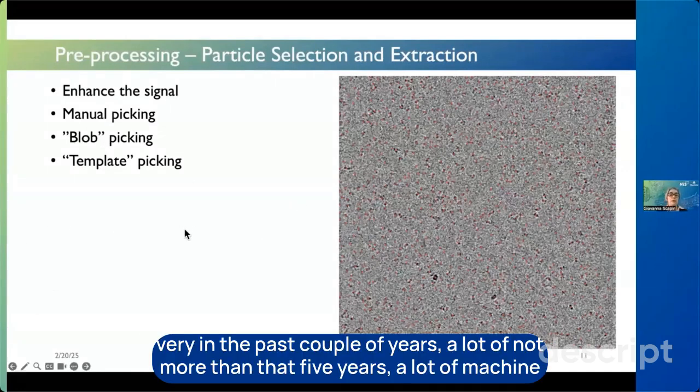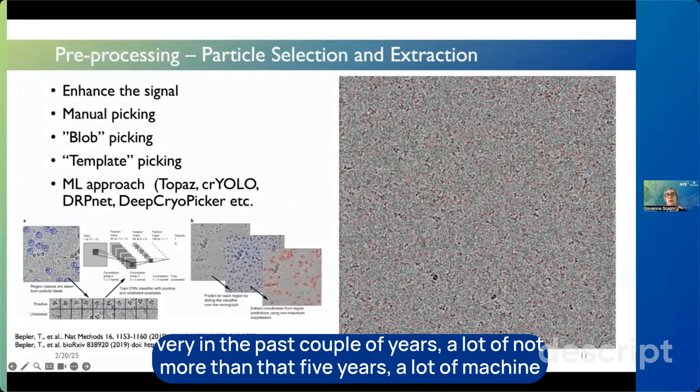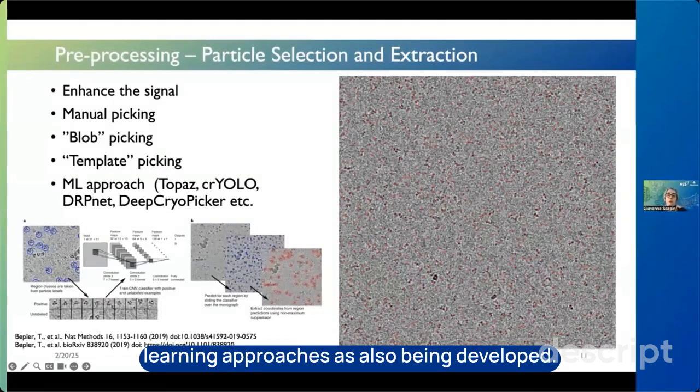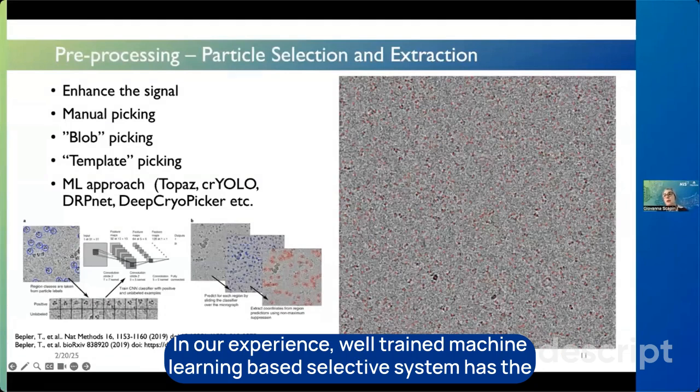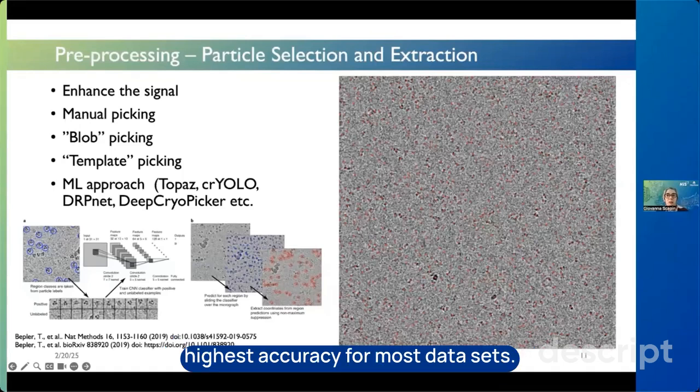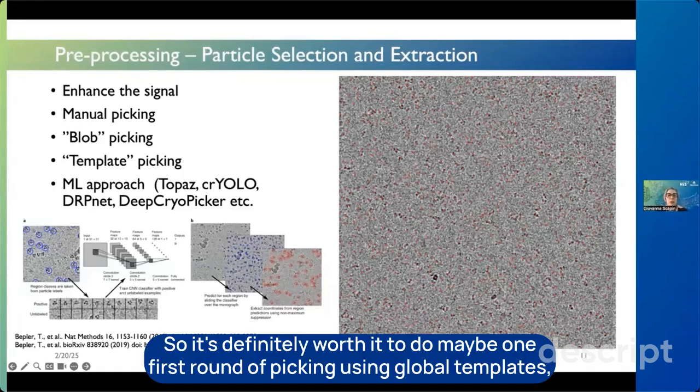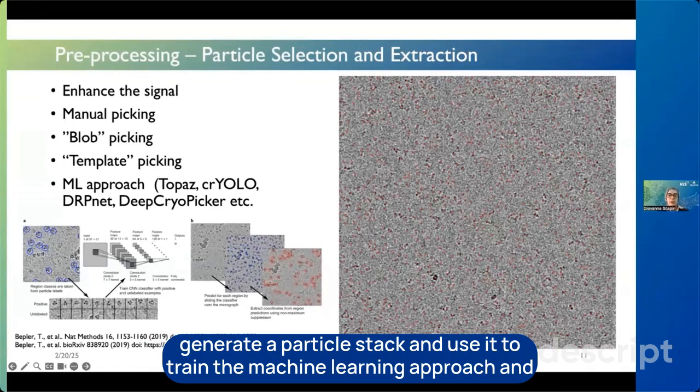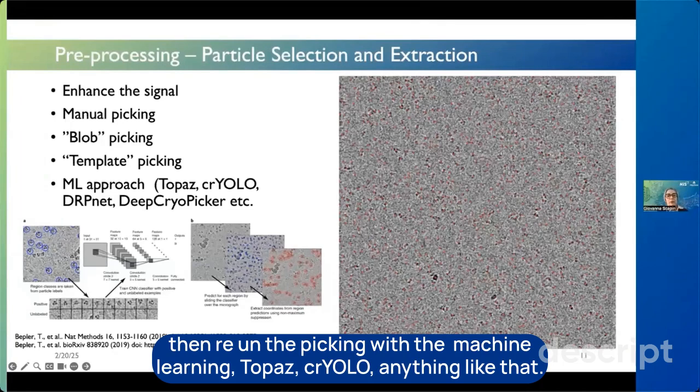In the past couple of years, no more than 5 years, a lot of machine learning approaches have also been developed. In our experience, a well-trained machine learning-based selector system has the highest accuracy for most data sets. So it's definitely worth doing one first round of picking using blob or templates, generating a particle stack, and using it to train the machine learning approach, and then rerunning the picking with the machine learning tool, Topaz, cryoSPARC, or anything like that.